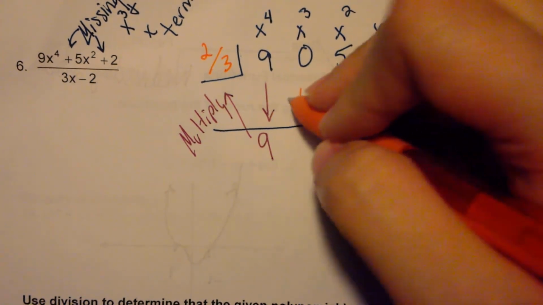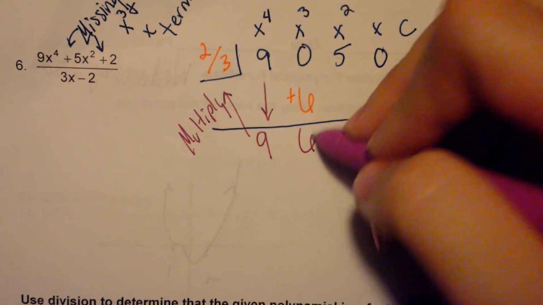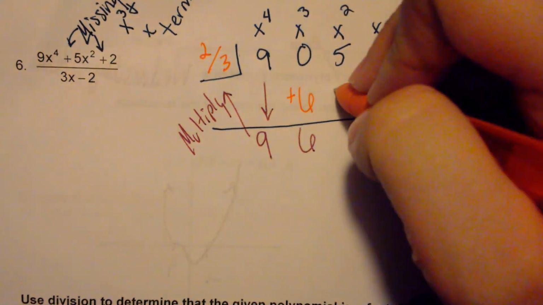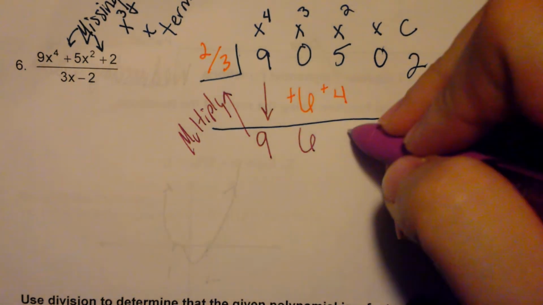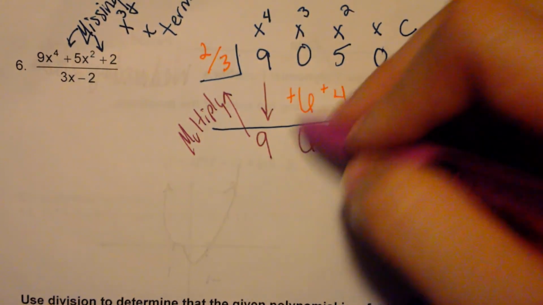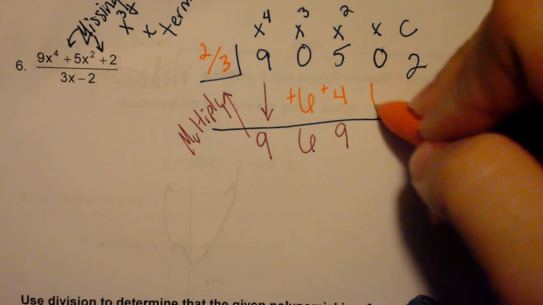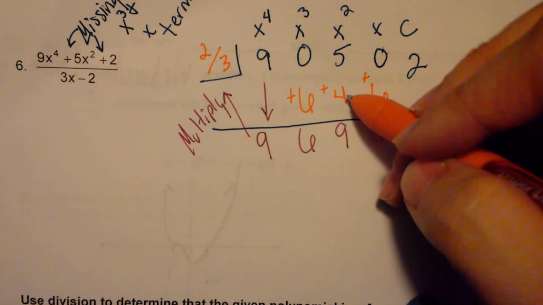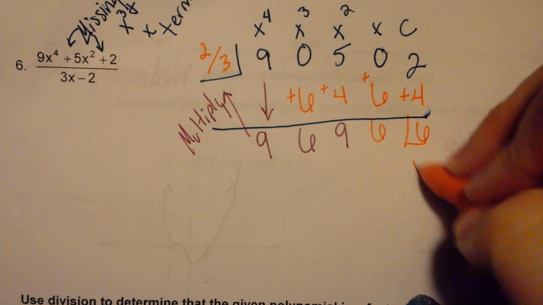So I put 6 here, and I add, I get 6, then I multiply 6 times 2/3. That gives me 4. Then I add, 5 plus 4 is 9. 9 times 2/3 we just said was 6. 0 plus 6 is 6. Then 6 times 2/3 we said was 4. So when I add, I get 6. So that's my remainder.